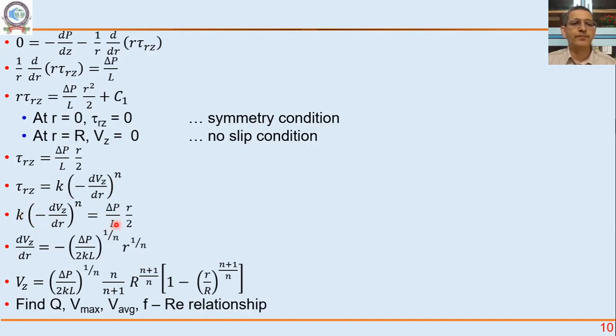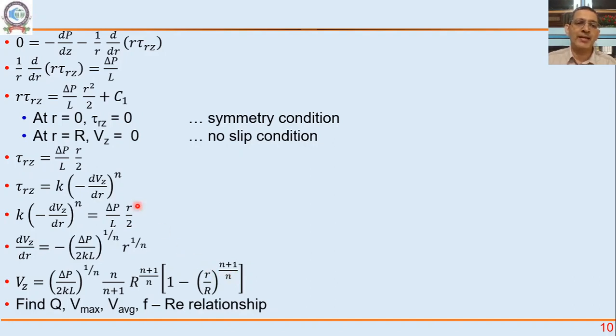Now we can substitute that. Bring k here, take the 1/nth root of both sides, put the minus sign there, and now we can integrate. Once we integrate, put in the boundary condition at r equal to capital R, v_z is 0, and then you will get this profile. You will find that v_z is equal to this expression. Don't trust me, derive this expression for yourself. Just a way to make sure that you got the right answer: what can we do? How do I make sure that we have got the right answer?